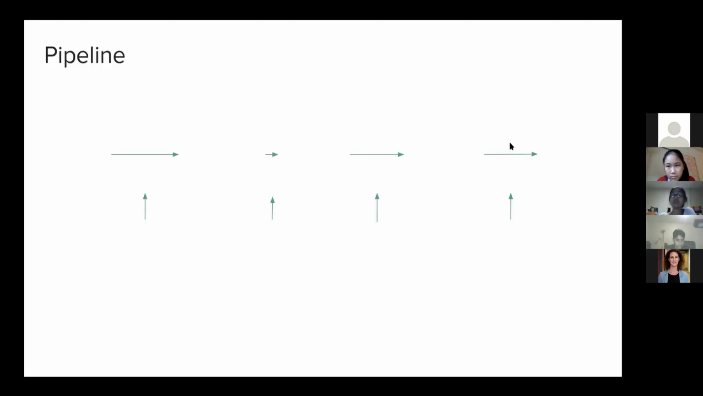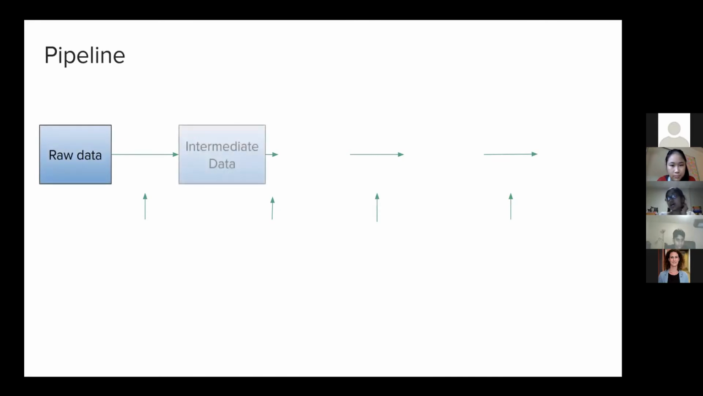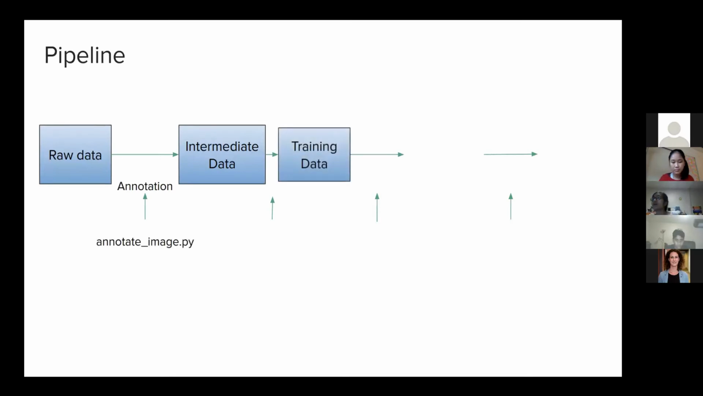So this is a general pipeline of how a process might look. It's an easier version of what I said in the previous slide. First, we have some raw data, and to go from the raw data to the intermediate data, we do an annotation step. Then we go from the intermediate data to the actual training data, which is what we'll feed into the model, and we have a script for that. And then from the training data, we actually create the model.